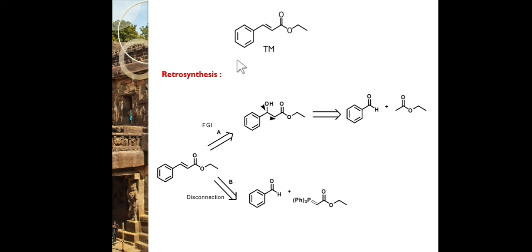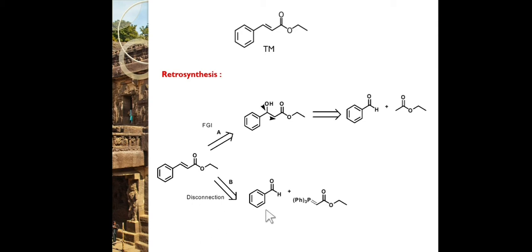Now this is your target molecule. This is nothing but ethyl cinnamate, and we can prepare it from esterification of cinnamic acid, but still I will ask you to focus on this double bond and how you can make the ethyl cinnamate by retrosynthesis of this double bond. So we have two strategies for this double bond. First, FGI of this double bond by adding a water molecule, or OH to the beta carbon, and second strategy is disconnection of this double bond by Wittig reaction.